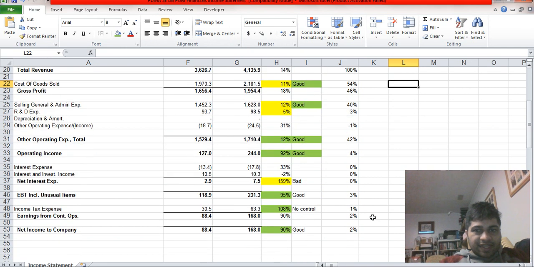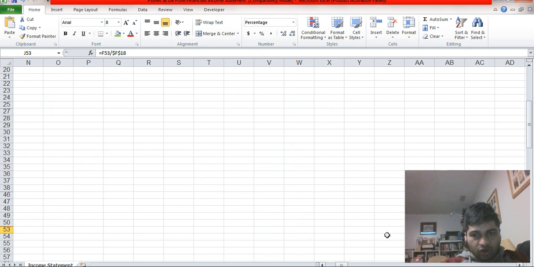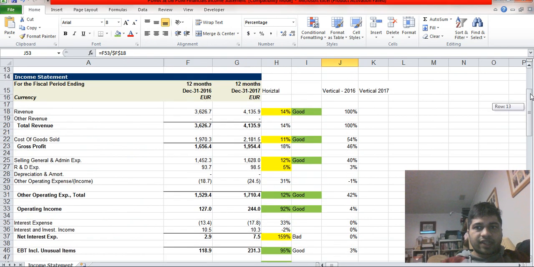So out of sales, 2% net income is generated. So if this company is selling $100 worth of product, 2% flows to company shareholders. Rest goes to cost and all. Okay. Let's see what is happening in 2017.